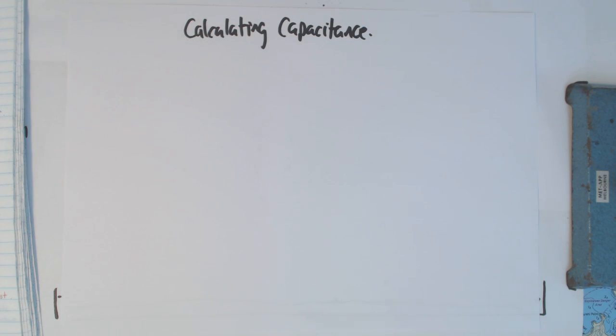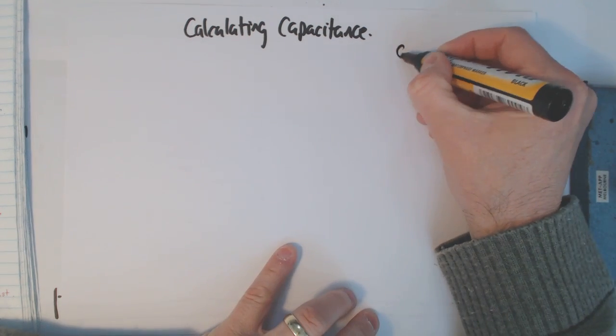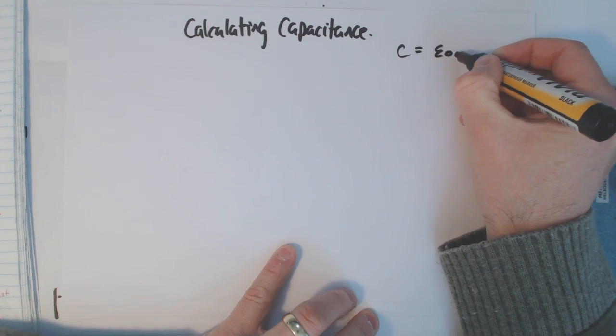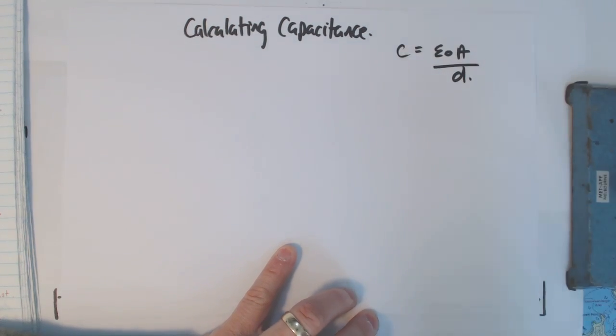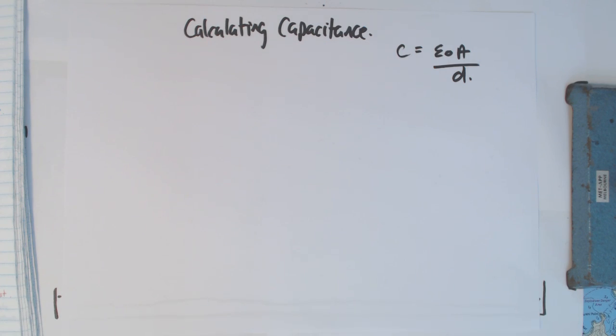Okay, now calculating capacitance. Sometimes you're given a physical description of a capacitor and you use this formula here, which I think we just worked out was that. And so they might give you an area and a distance.